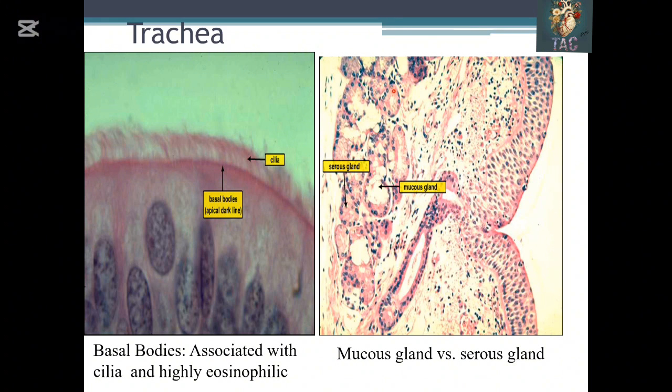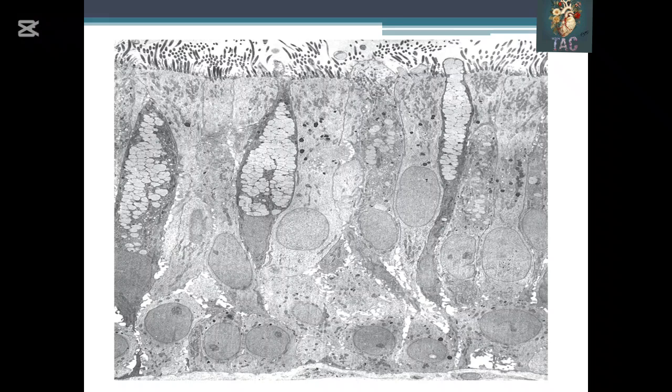Then you can see a large number of glands present in the submucosa. These glands are either mucus acini with serous demilunes, or mucus glands themselves, or serous glands. So the mucus, the serous, and mixed, all three types are present in the submucosa. Here you can see the scanning electron micrographic picture of the tracheal epithelium.